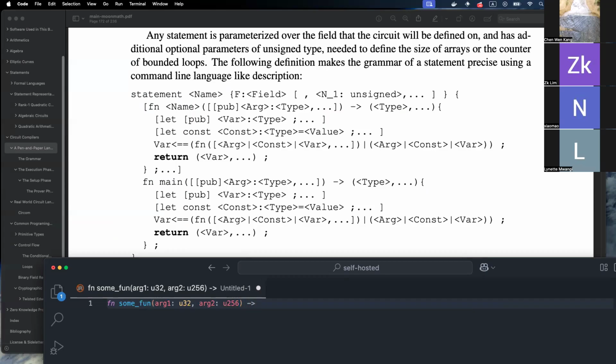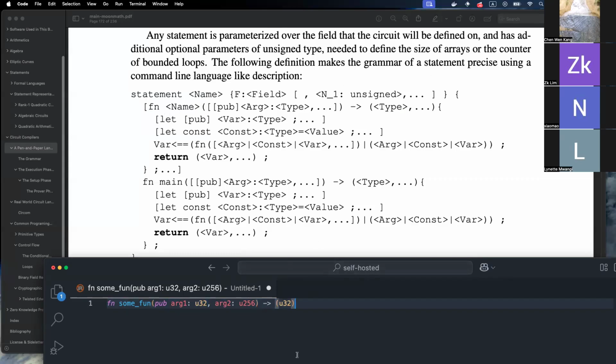And then it will have a return. So this is a return, and in this case it actually defines it as a tuple that returns some type you define. Again, you can put it as U32 or whatnot. So this just means that for each type here, you can have a pub, right? If you do not put in pub, it's not public essentially, right? Because remember in our previous chapter we talked about public and private variables, or in this case instances and witnesses, right?